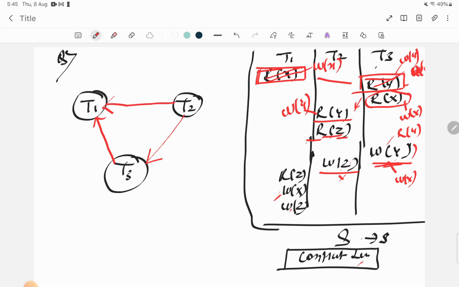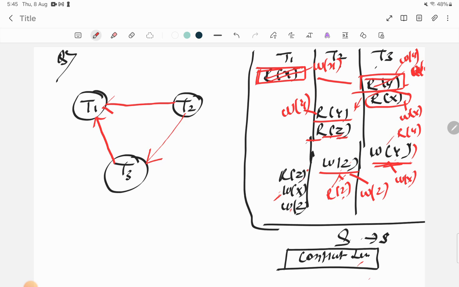Let's go to W of Z. So the conflicting pair of W of Z will be R of Z as well as W of Z. So is this in any of these? R of Z? Yes, it is in T1. So T2 to T1, we have already drawn a line.